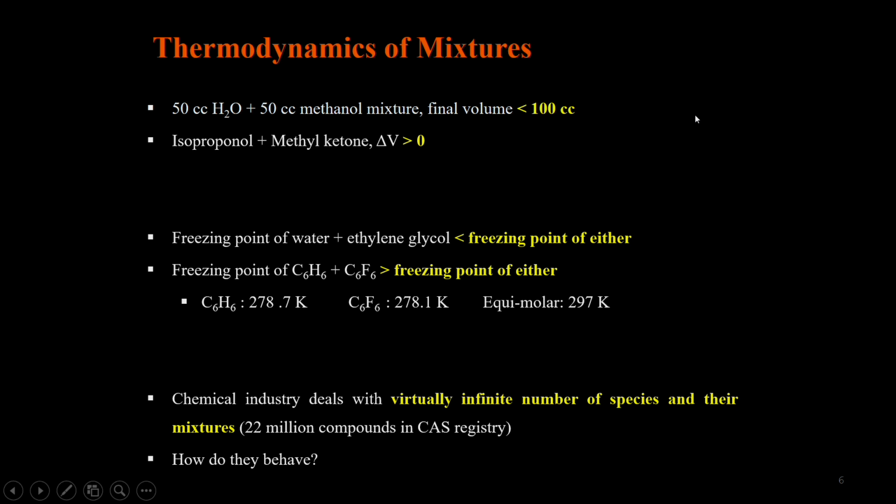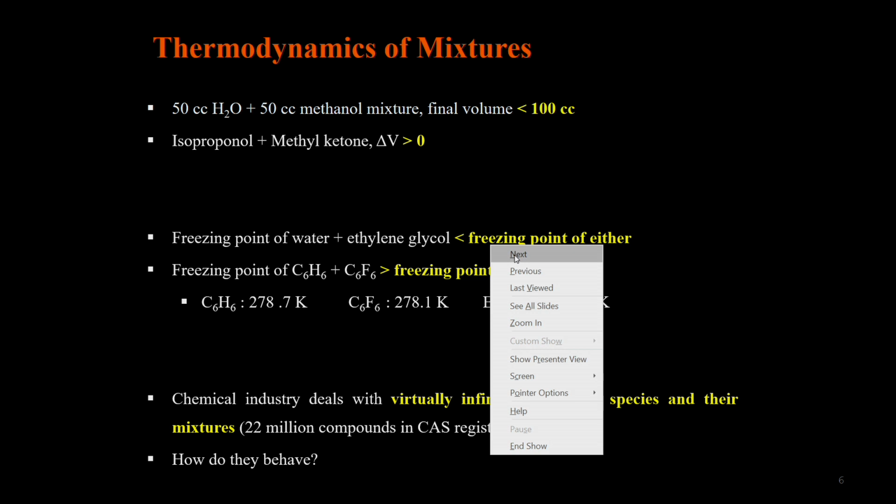Now, the chemical industry deals with an infinite number of species and their mixtures. In the CAS registry, there are about 22 million chemical species. And it's very hard to tabulate their behavior for each and every chemical species, right? And their mixtures.